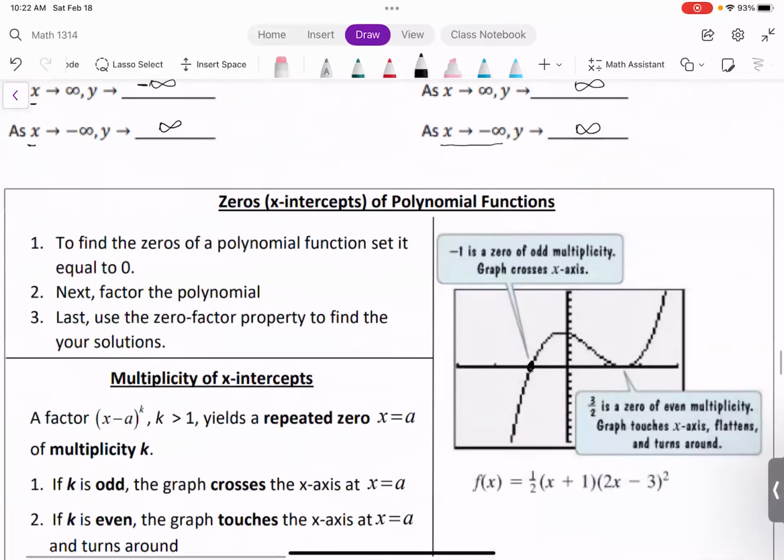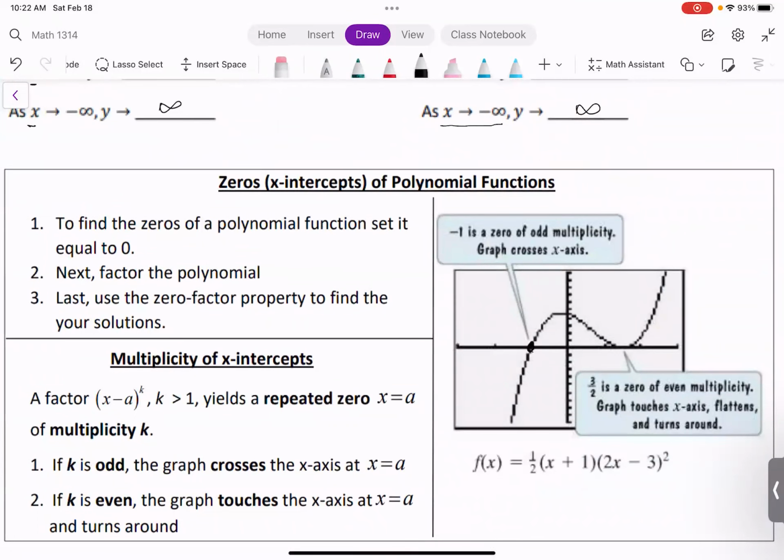Okay, let's move on to see the zeros. Zeros means x-intercepts of a polynomial function. To find zeros of a polynomial function, first set the function equal to 0. Second, factor the polynomial. Last, use the zero factor property to find the solution.